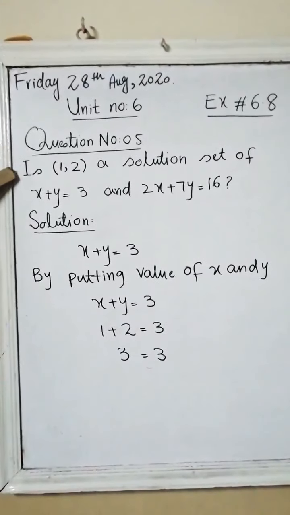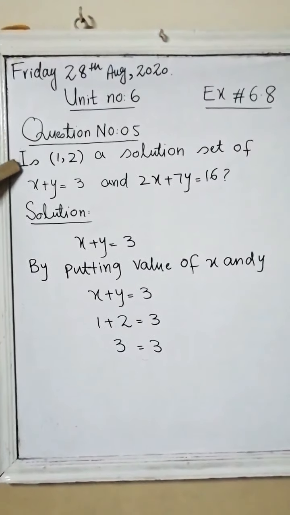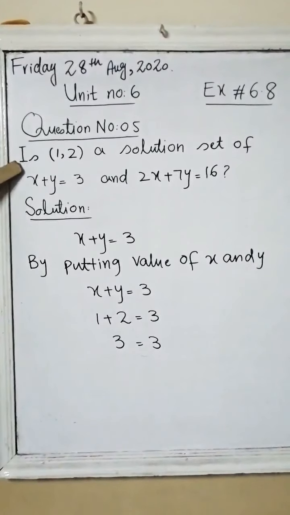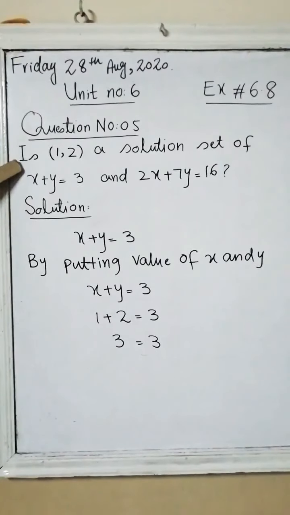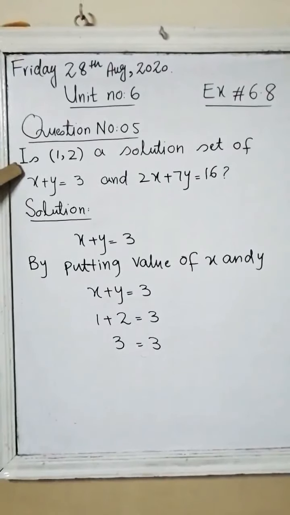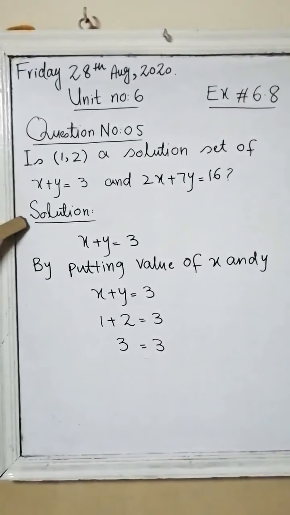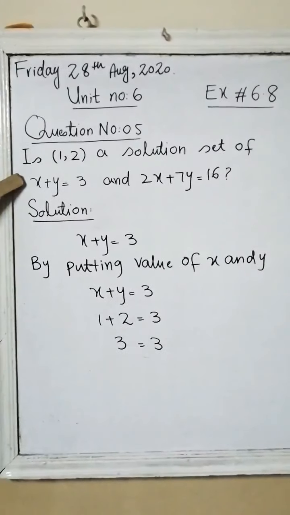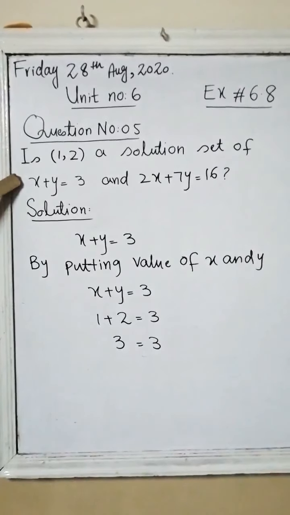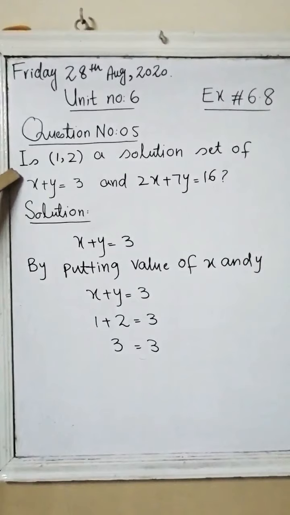Now students, moving towards our question number 5. The question statement is: is 1, 2 a solution set of x plus y is equal to 3 and 2x plus 7y is equal to 16? Students, in this question they have given us the solution set 1 and 2. As you know, 1 is the value of x and 2 is the value of y.